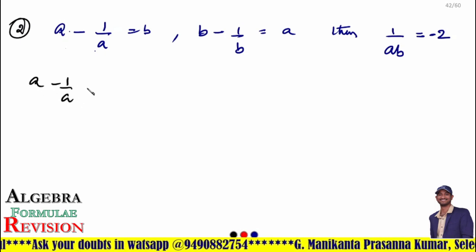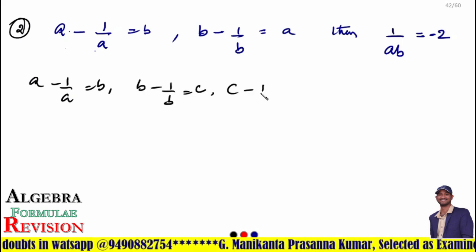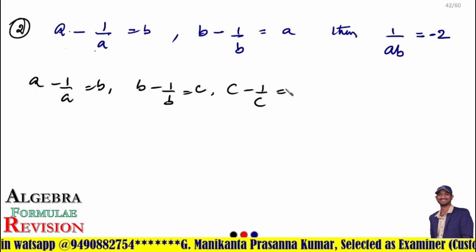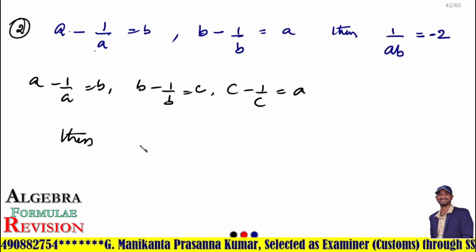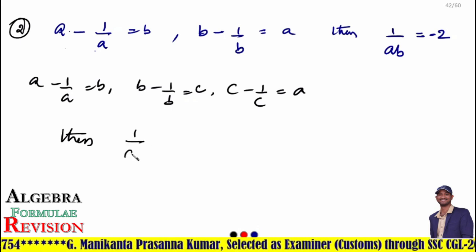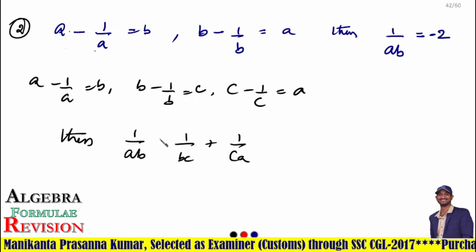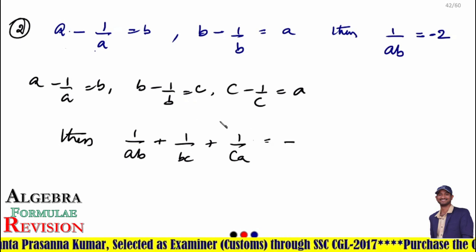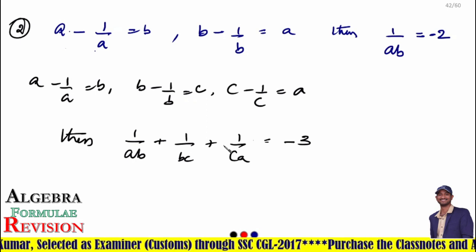a minus 1 by a is b, and b minus 1 by b is c, and c minus 1 by c is the initial number a. Then look at the cyclicity: a to b, b to c. Then 1 by ab, 1 by bc, 1 by ca. The addition of all these values is equal to minus the number of variables, 3. So minus 3. Is it clear?